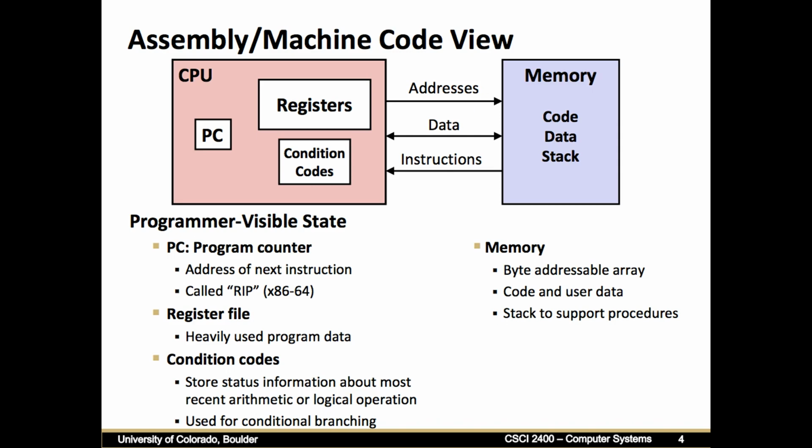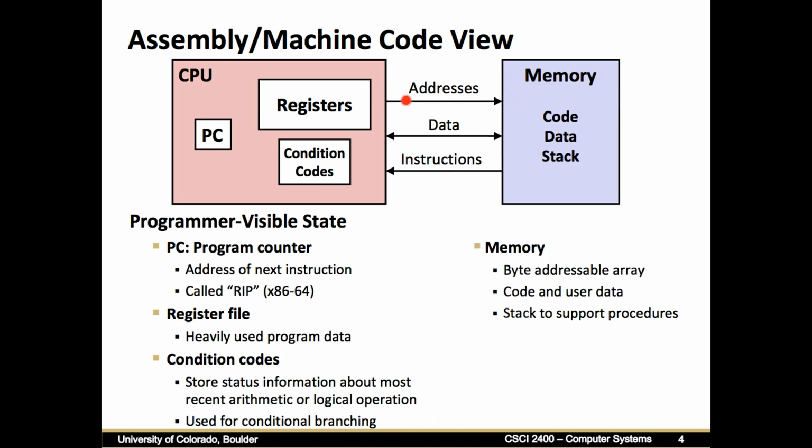So at the assembly or machine code level, this is about the simplest diagram that we can have to explain what goes on in the processor. The first thing we have is a memory over here. And the memory is just that byte addressable array abstraction that we had. Memory is where all the code and user data is stored. And we also will see an abstraction of a stack, kind of like the stack we'll learn about in data structures. And that's to support procedure calls.